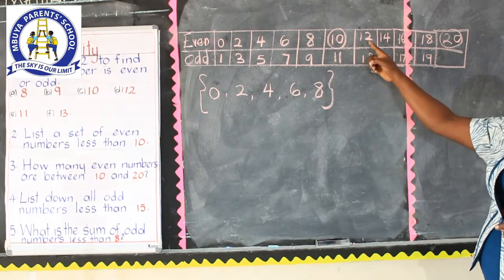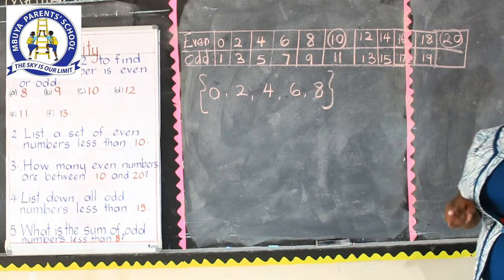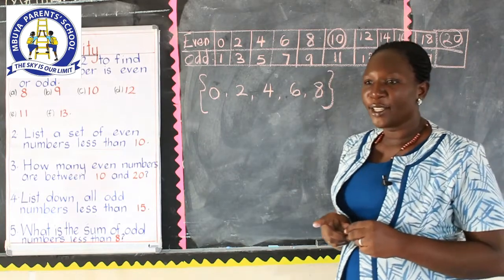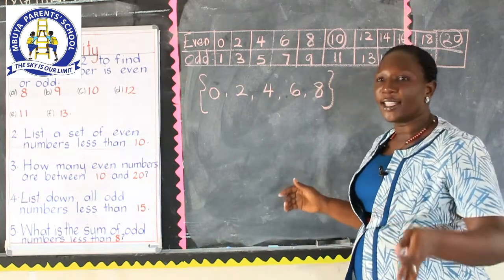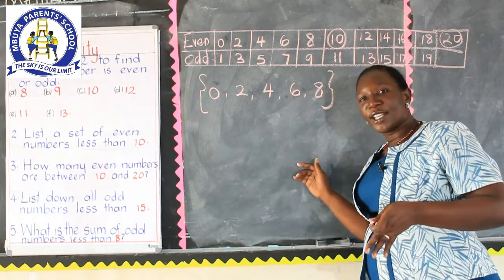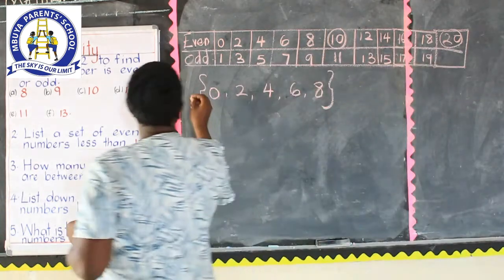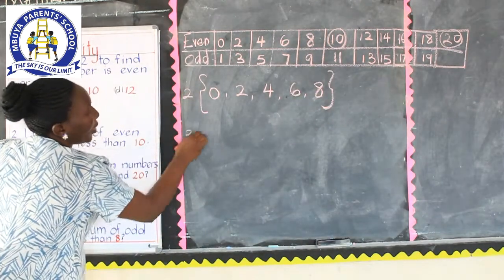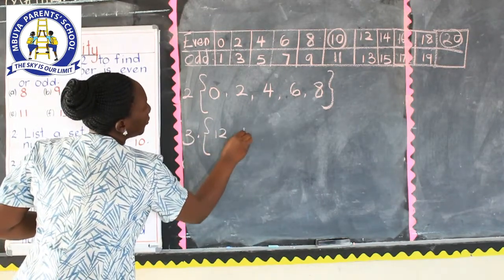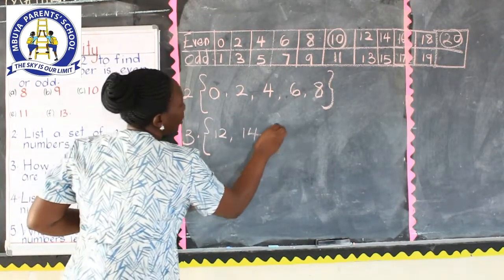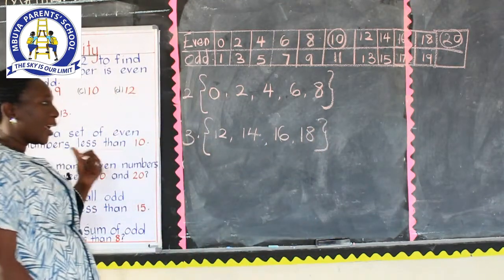So here we have 12, 14, 16, 18. Should we mention 20? No. You can see I'm between the chalkboard and the table. So that means this was 2. 3 we have 12, 14, 16, and 18.